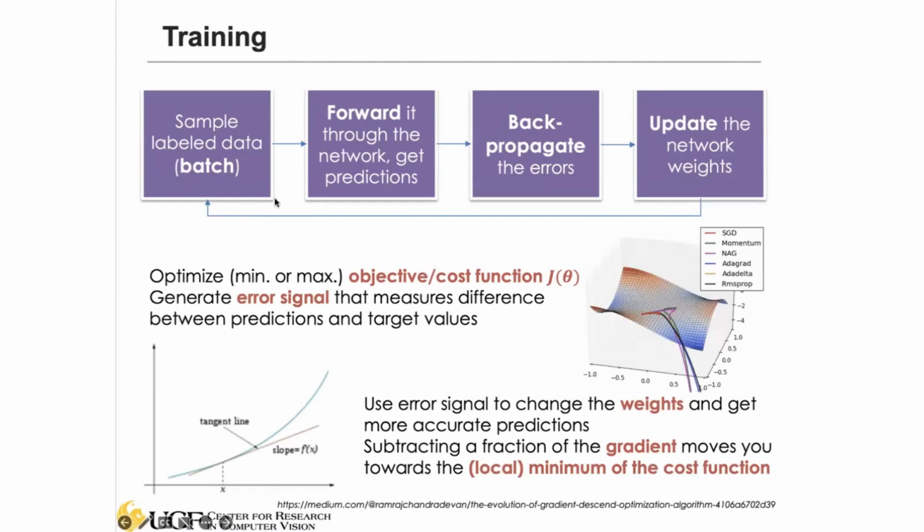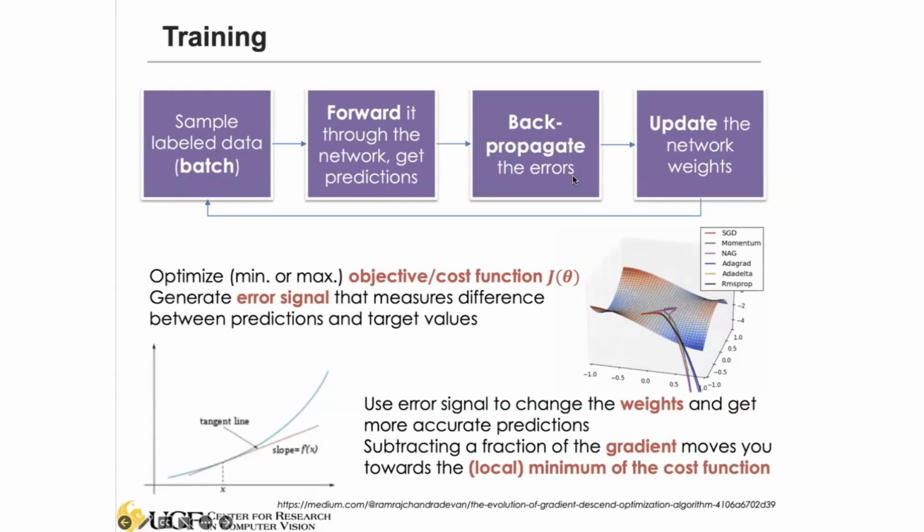So for the training process, we follow these steps. We sample the labeled data into a batch, which I'll talk about in the next slide. And we forward these images through the network, get the predictions, and compute the loss for each of these images in this batch. And we backpropagate this error, trying to update the network's weights.